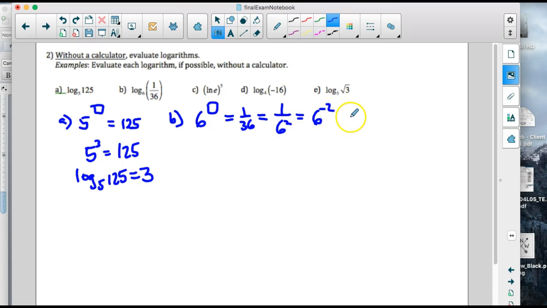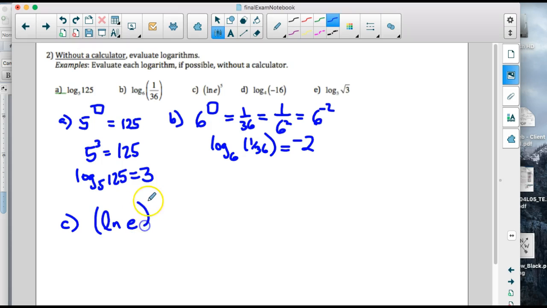So that means our answer to part B is just negative 2. So log base 6 of 1 over 36 is negative 2. If you raise 6 to the negative 2 power, you get 1 over 36. All right, in part C, you're supposed to recognize that ln and e are inverse functions. So basically ln of e is equal to 1 because they're inverse functions, so 1 to the fifth power is 1. Okay, part D.